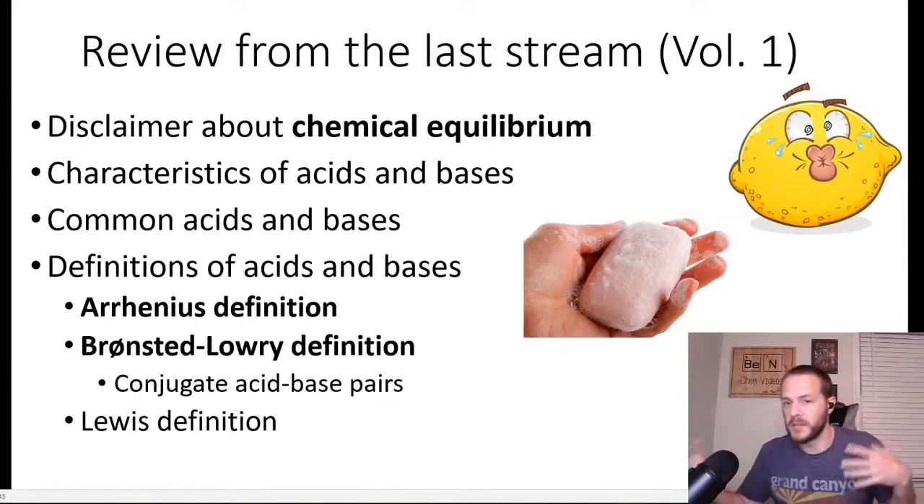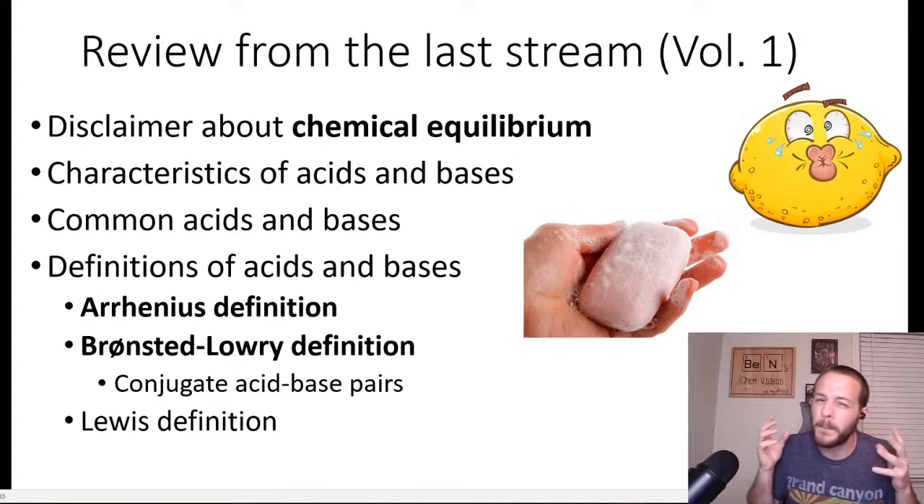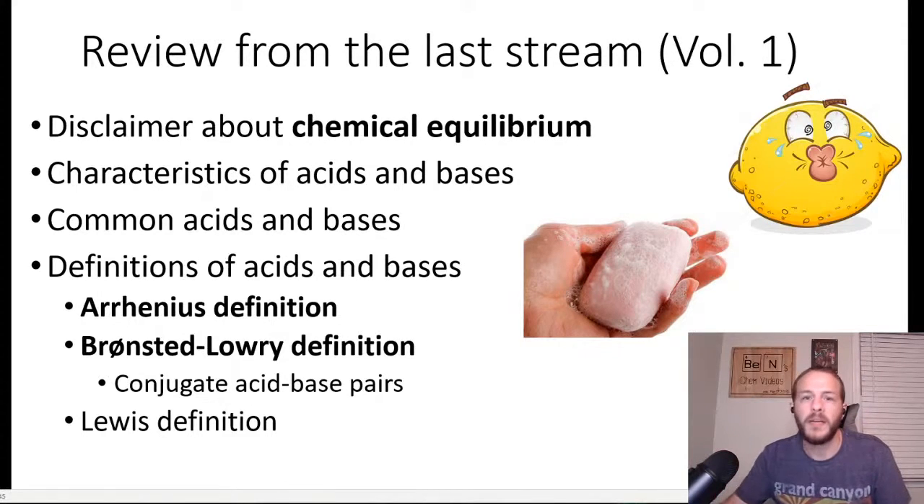And then on the other side, you have bases, which taste very bitter, feel kind of slippery, like this soap over here. They turn red litmus paper blue, and they tend to neutralize acids. In addition to the characteristics, we also talked about some common acids like hydrochloric acid and acetic acid. And then we talked about common bases like sodium hydroxide and sodium bicarbonate. And we talked about some of the things that they're used for.